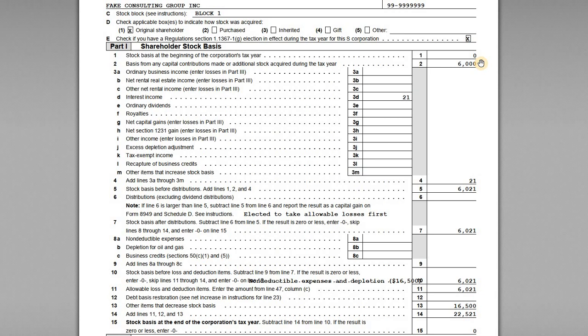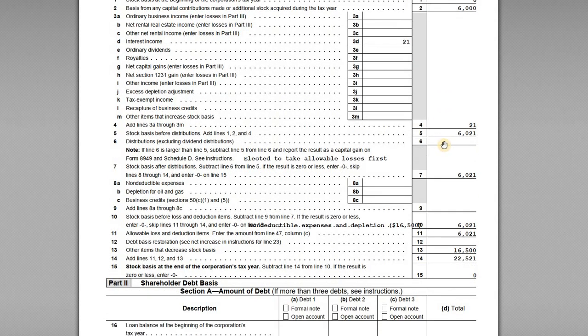Okay, so now the numbers are for the most part the same, right? We have a $6,000 increase from the capital contributions, positive amounts of interest here. So her basis before distributions and non-deductible items is $6,021. Now, notice here the software has populated these messages for us. Kind of hard to read, at least this line item here. But what we're saying here is that the S corporation shareholder has elected to take allowable losses first.